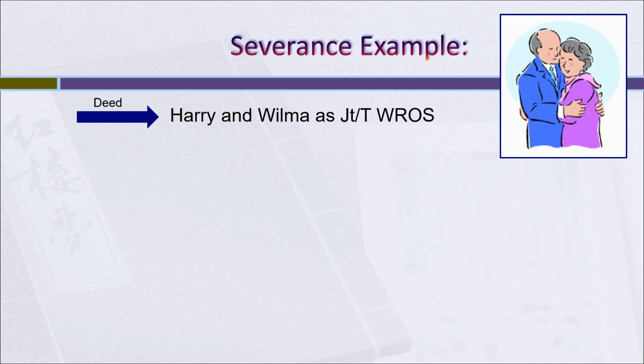Let's take a simple example of a severance. Let's suppose that Harry and Wilma, husband and wife, own property as joint tenants with right of survivorship. They may have bought it in that form. Let's suppose it's their house and they took title as joint tenants. Or it's possible that one of them was the owner of the house and conveyed it to the two of them as joint tenants with right of survivorship. In any event, that's what they have.